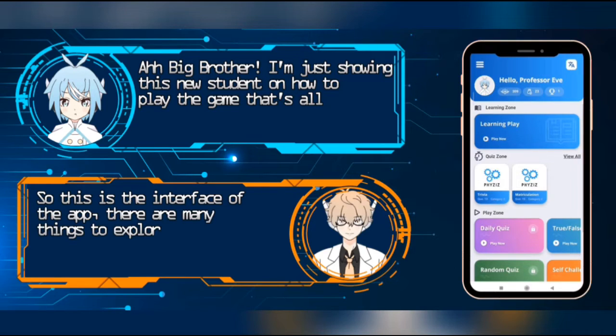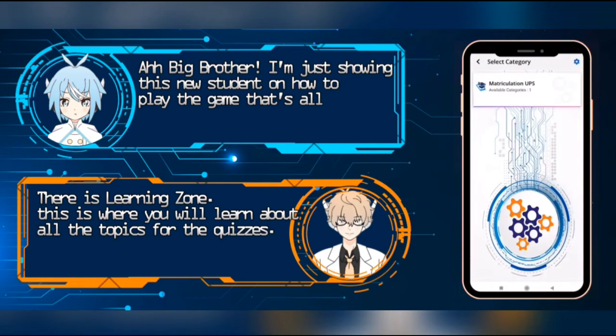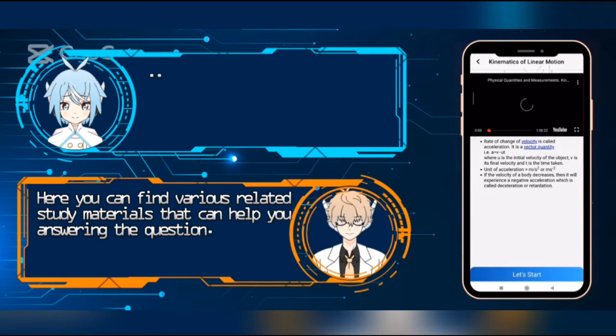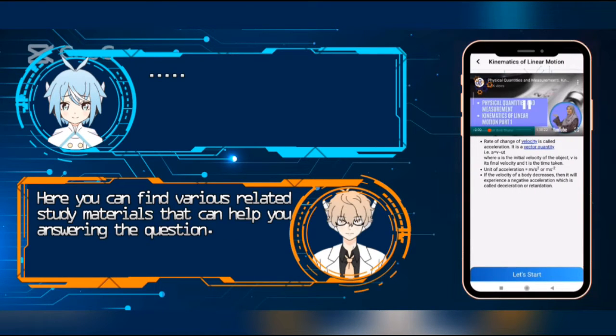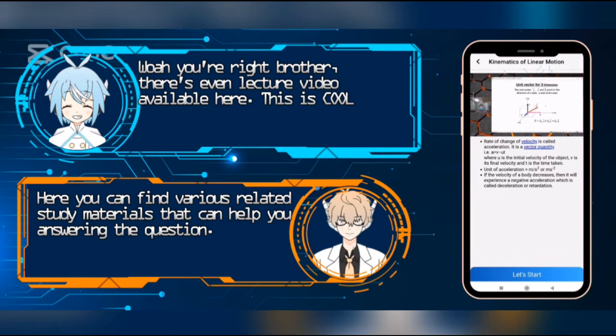So this is the interface of the app. There are many things to explore here. There's a learning zone. This is where you'll learn about all the topics from quizzes. Here you can find various related study materials that will help you answer the question. Well, you are right, brother. There's even a lecture video available here. This is cool.